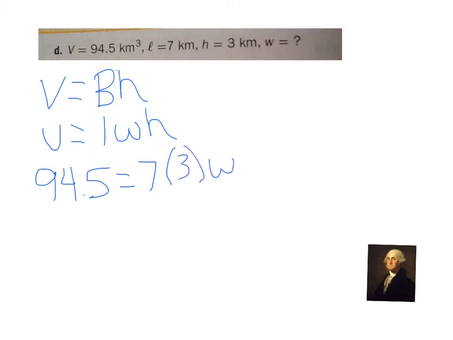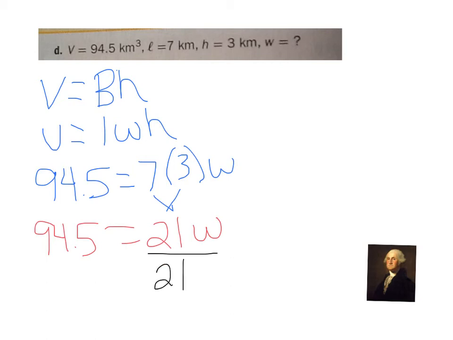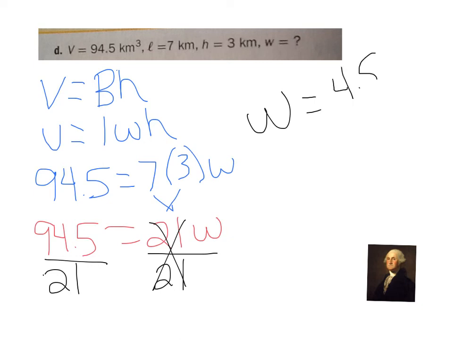Well, let's simplify. We know what 7 times 3 is. 7 times 3 is 21. And I'm still looking for that width. My last step is to divide. This is being multiplied by 21, so I want to divide both sides by 21. So when I do that, my width is 94.5 divided by 21 is 4.5. And my label is just kilometers, because that's what they have.